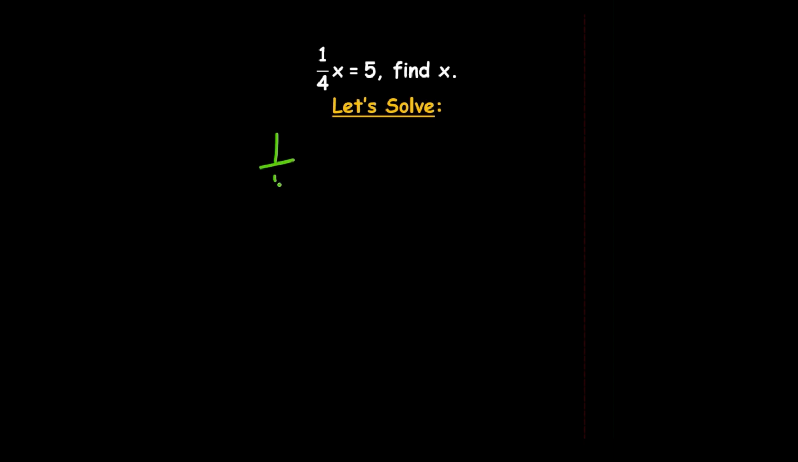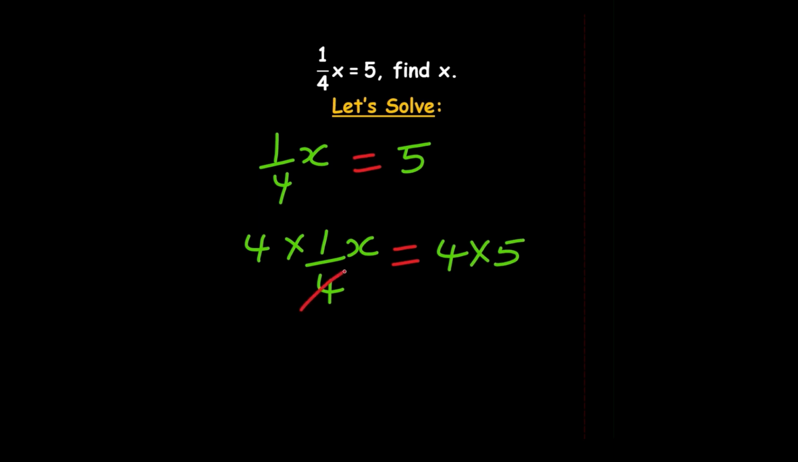Let's solve 1/4 of x equals 5. To get rid of the fraction, multiply both sides by 4. 4 times 1/4 of x is equal to 4 times 5. That simplifies to x equals 20. So, the solution is x equals 20.